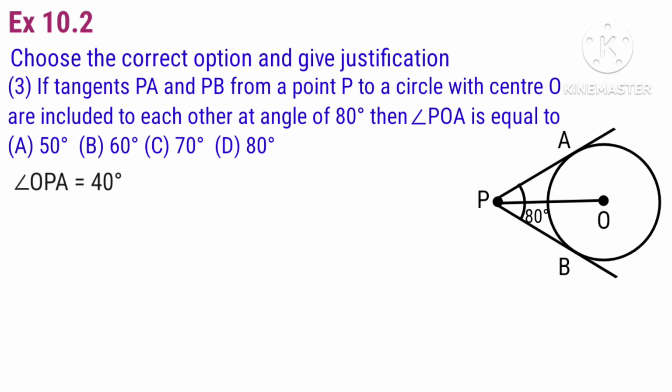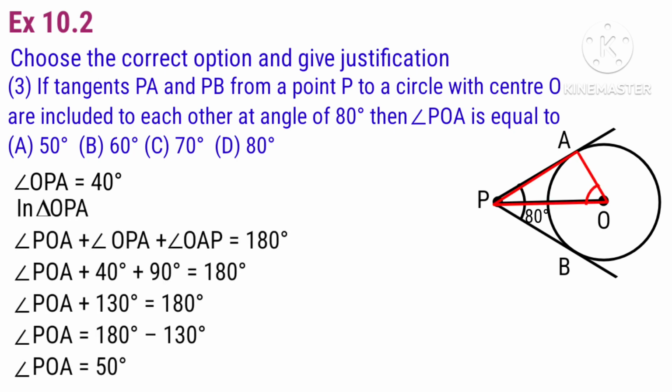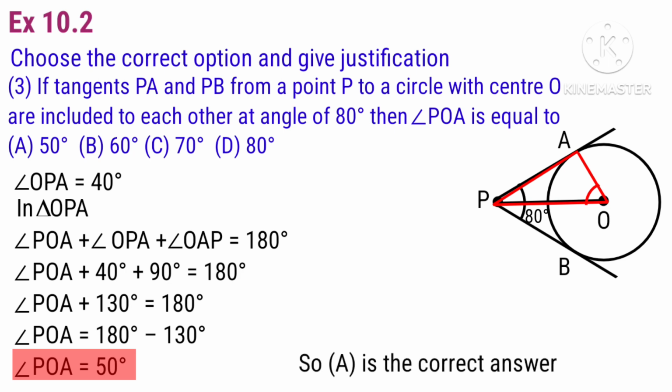So now we found angle OPA, but we have to find what is angle POA. So in triangle OPA, we can write angle POA plus angle OPA plus angle OAP is equal to 180 degrees. So when we substitute all the values, we get angle POA plus 40 degrees plus 90 degrees is equal to 180. So when we add both, we get angle POA plus 130 degrees is equal to 180 degrees. So angle POA is equal to 180 degrees minus 130 degrees, that is angle POA is equal to 50 degrees. Hence, answer A is the correct answer.